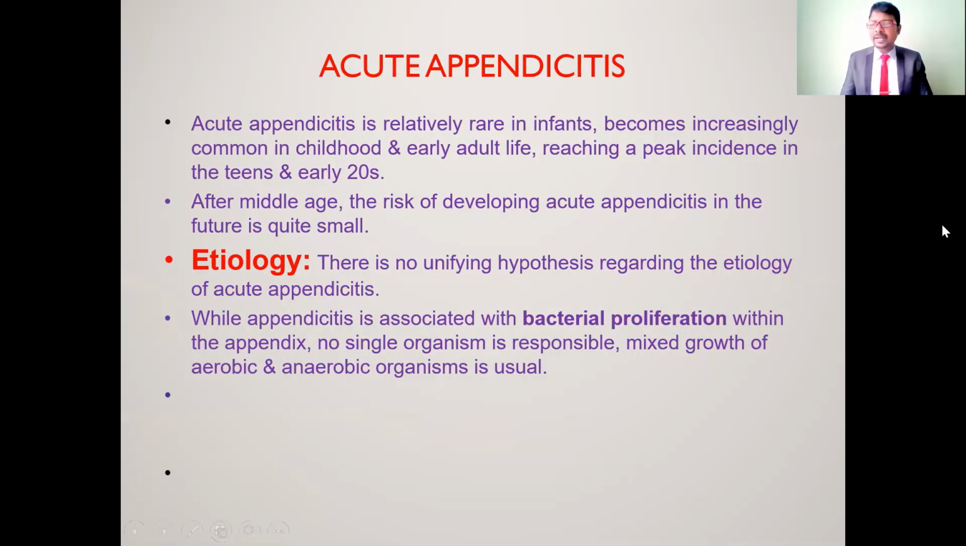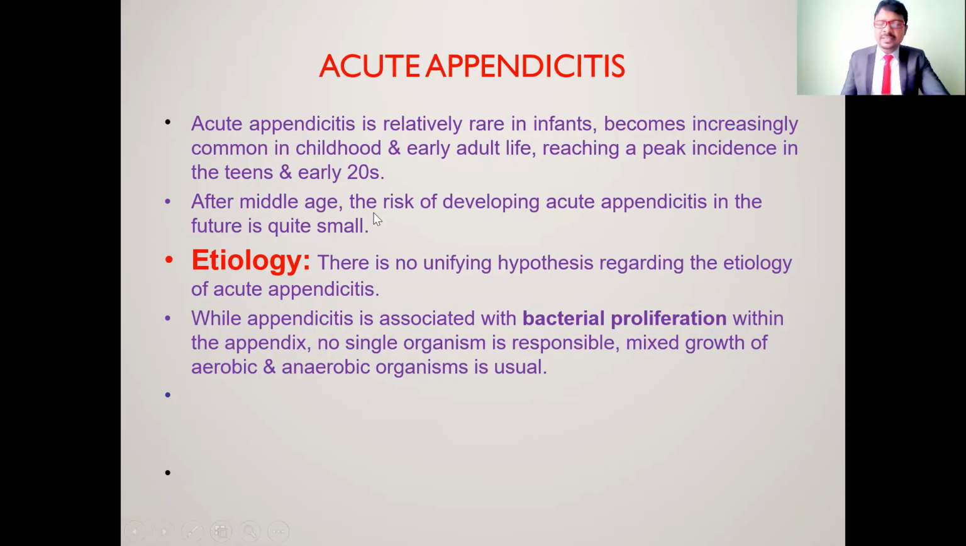Coming to acute appendicitis. Acute appendicitis is relatively rare in infants. It becomes increasingly common in childhood and early adult life, reaching a peak incidence in the early teens. Acute appendicitis is the sudden onset of inflammation of the appendix, most commonly seen in late teenagers and in the early 20s.